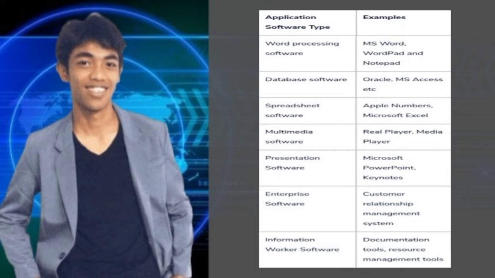There are so many application software types. Word processing software, examples are MS Word, WordPad, and Notepad. Database software, examples are Oracle and MS Access. Spreadsheet software, examples like Apple Numbers and Microsoft Excel.